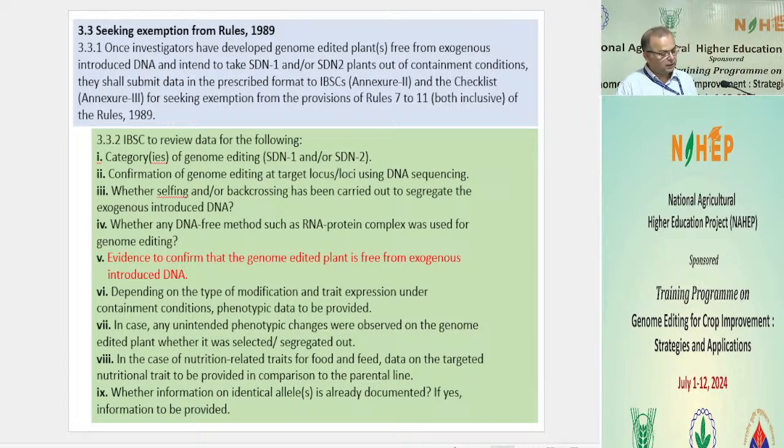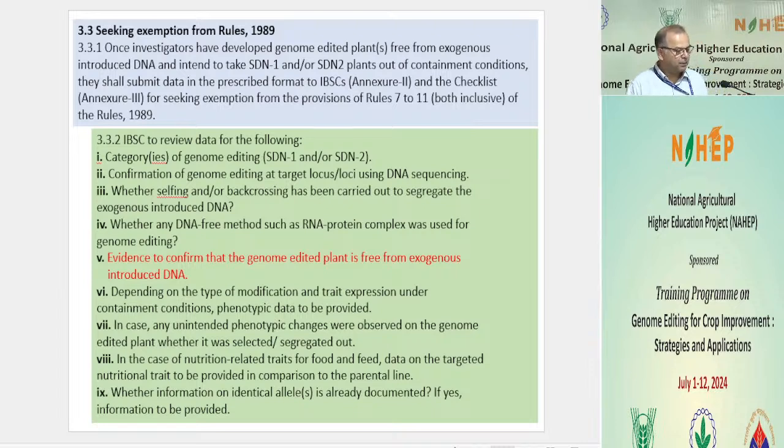And that is particularly important when you handle any tree species. If it is a perennial tree, how do you get several generations of that tree? It becomes a very long time-taking procedure. So in those situations, the RNP is preferred, because there you do not have the option to look into the segregating population and go for a plant which is free from exogenous DNA.